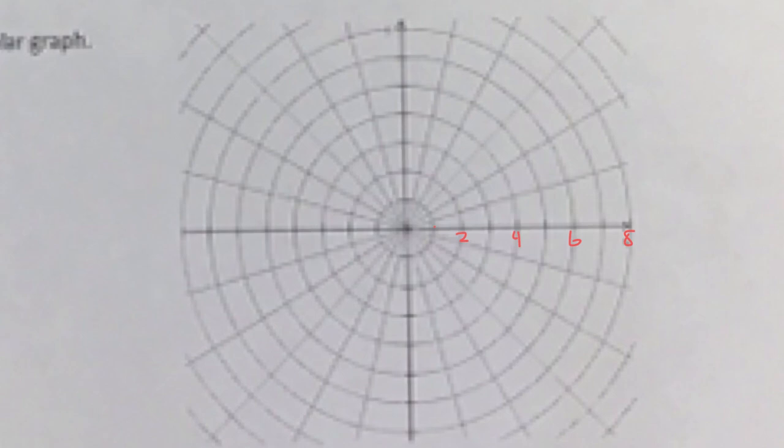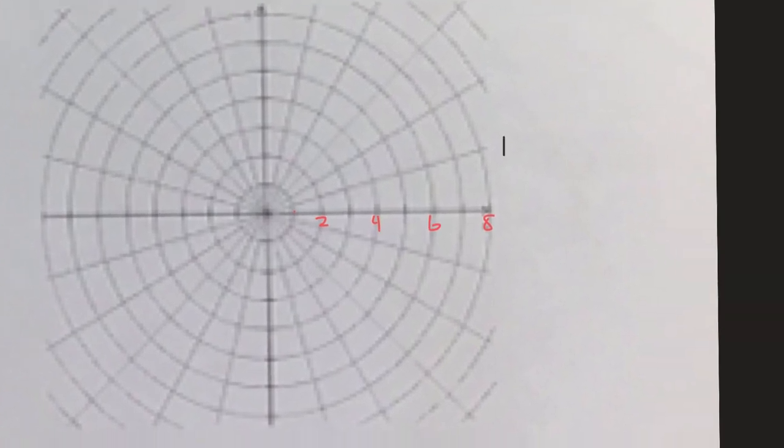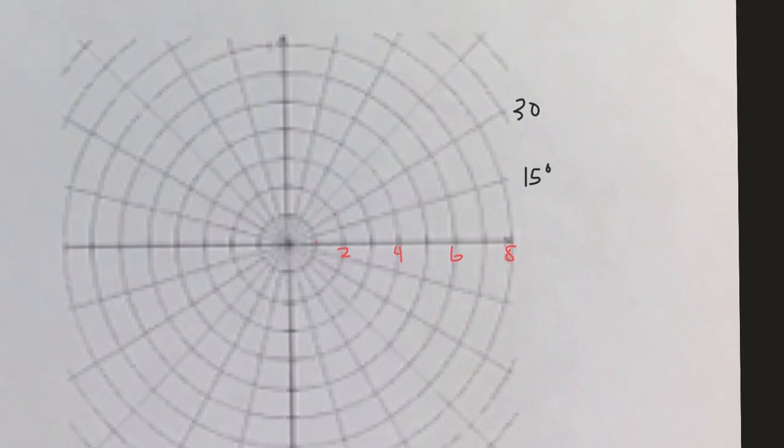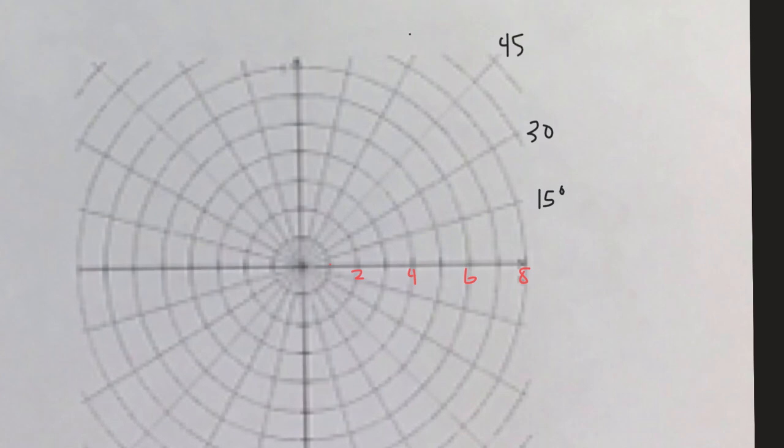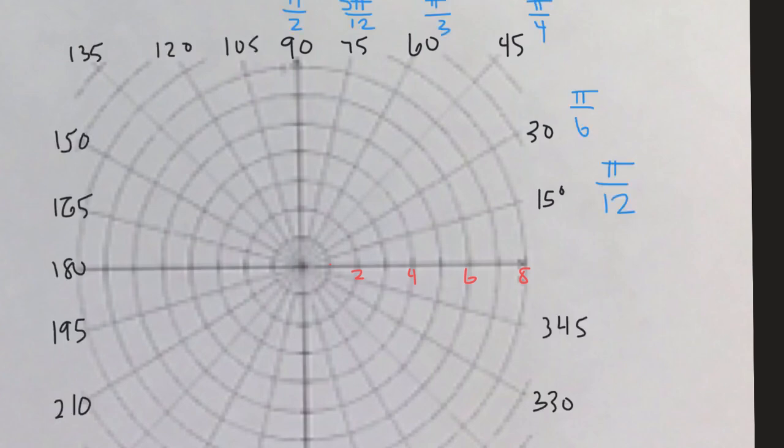Okay, and then let's count how many angles we have. We have 1, 2, 3, 4, 5, 6, 7, 8, 9, 10, 11, 12. We're dividing 180 into twelfths. Okay, so 180 divided by 12, well, that's 15. So each of these is 15 degrees. So there's 15 and 30 and 45 and 60 and 75 and 90 and so on and so forth all the way around. There's all your angles.